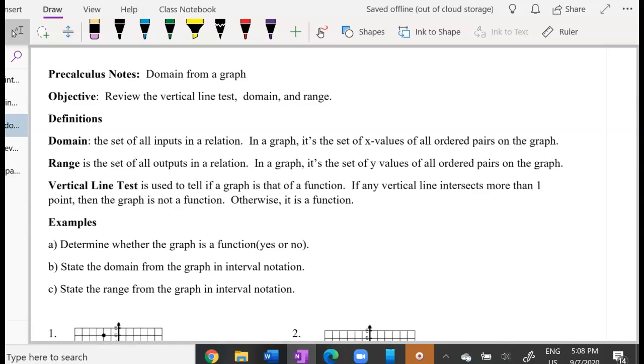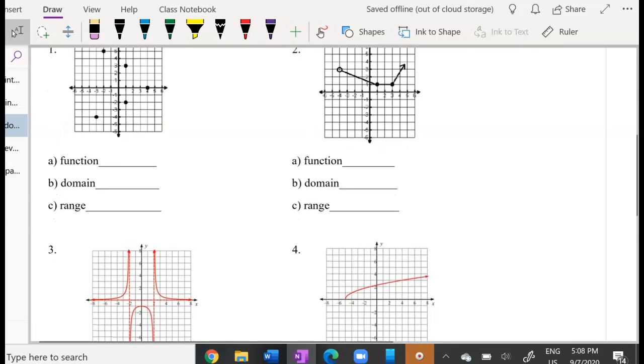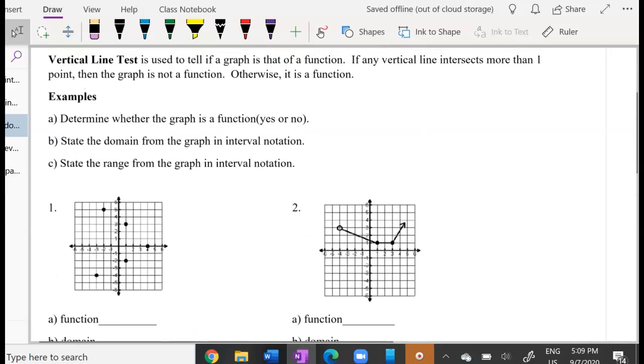Hello pre-calculus students, and welcome to a video on how to find the domain, range, and determine whether a graph is a function or not. So that's the vertical line test. We're going to look at graphs, starting out with these four graphs, and we're just going to determine first whether or not it's a function. Second of all, whether it is or isn't, we're going to find the domain and range of the graph, or of the relation that the graph represents.